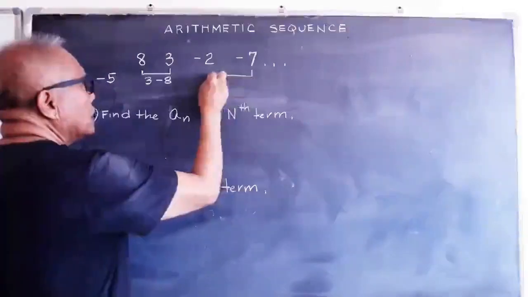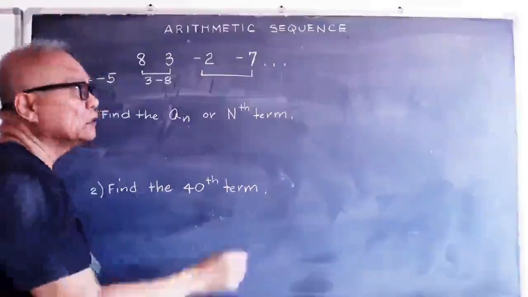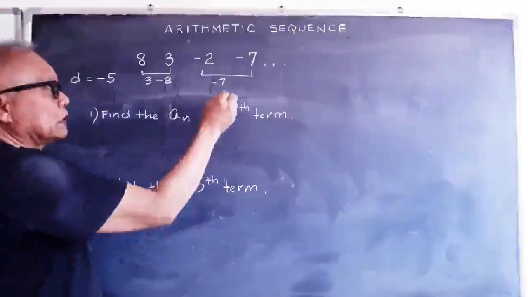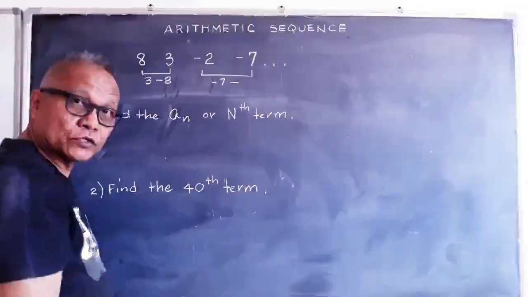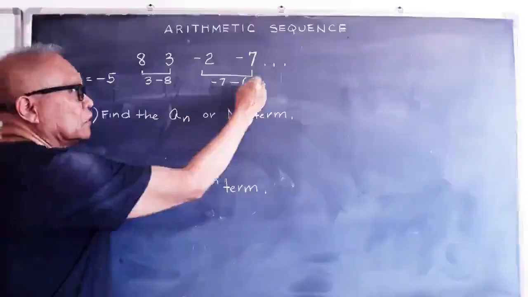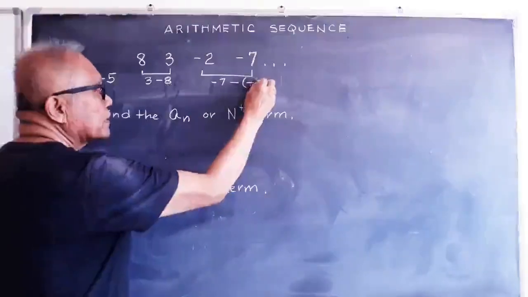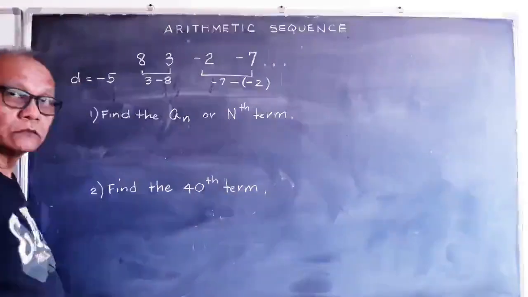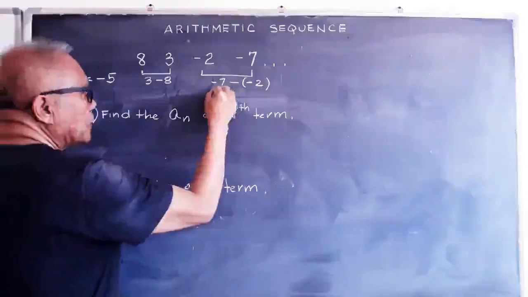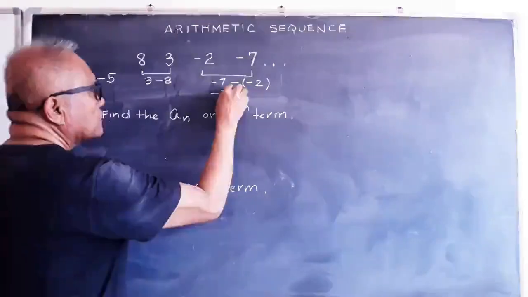What about this one? How will you write that one? It's negative 7 and it is minus. But this one is negative 2, so we close that one in parentheses. So we have negative 2. This one and this one. When we open that one, it will be negative 7.